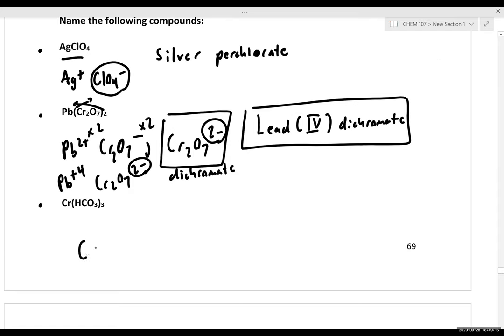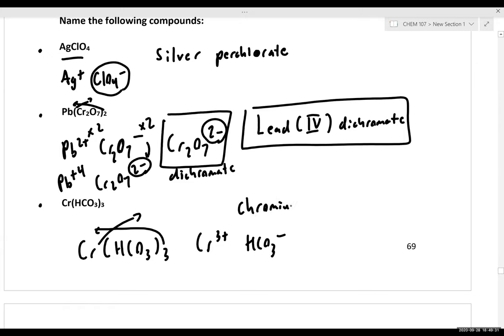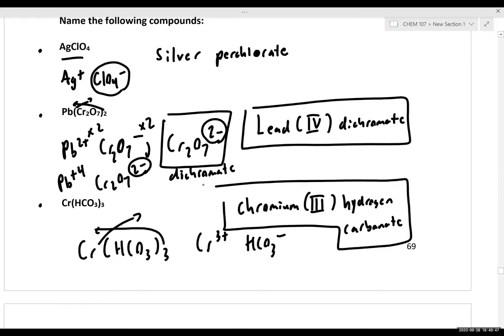Finally, we have Cr(HCO3)3. So we reverse cross our charges. We get chromium 3+ and HCO3-. Everything looks good from a charge perspective. So we write the name of our cation, which is chromium. We put the charge as a Roman numeral, and then we write the name of the anion. In this case, this is hydrogen carbonate. So this is chromium 3 hydrogen carbonate. You can also call it chromium 3 bicarbonate if you're so inclined. Does this make sense to everyone?